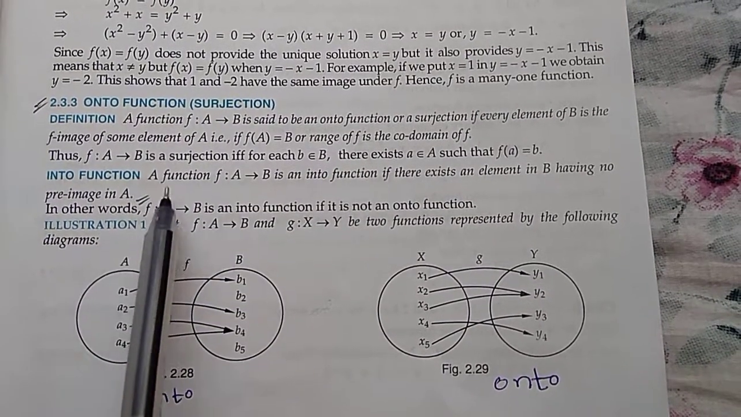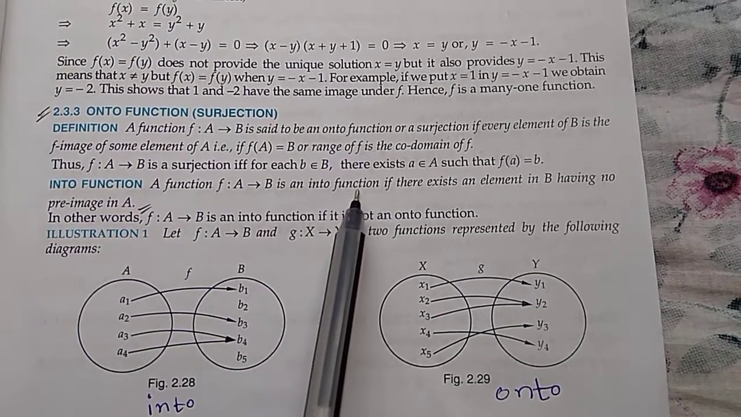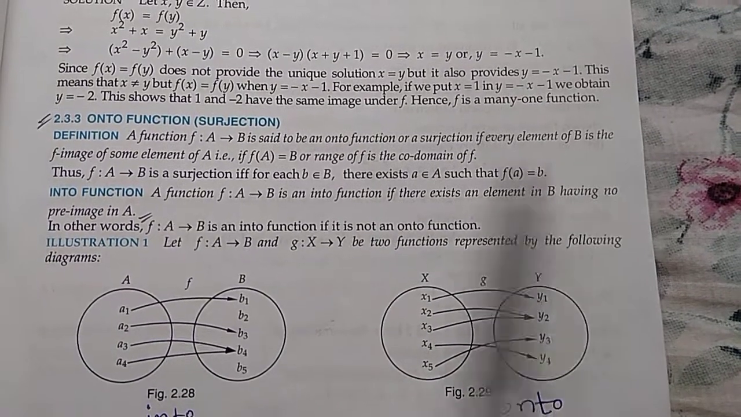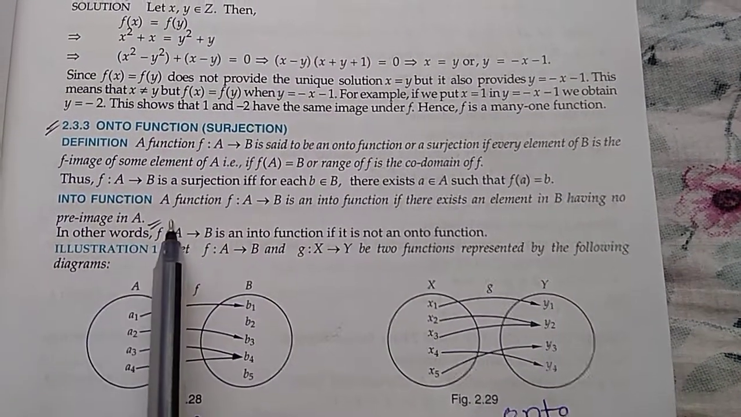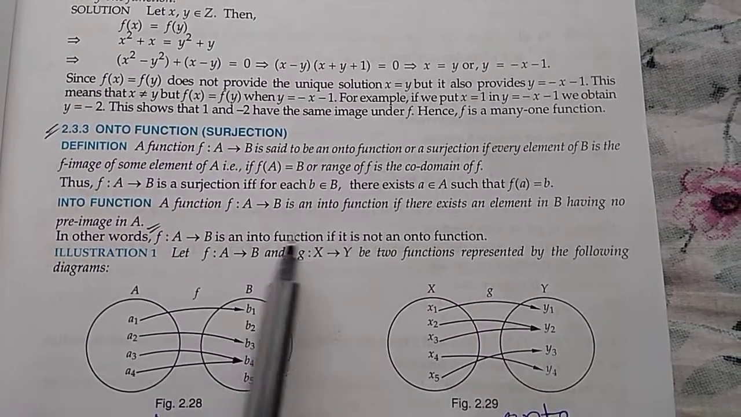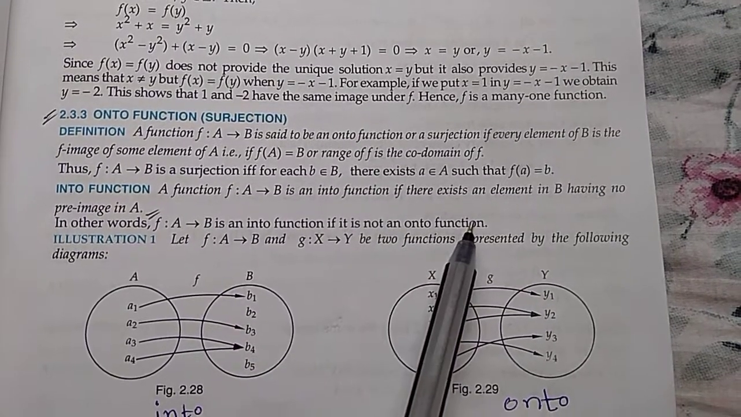A function f from A to B is an into function if there exists an element in B having no preimage in A. In other words, f mapping A to B is an into function if it is not an onto function.